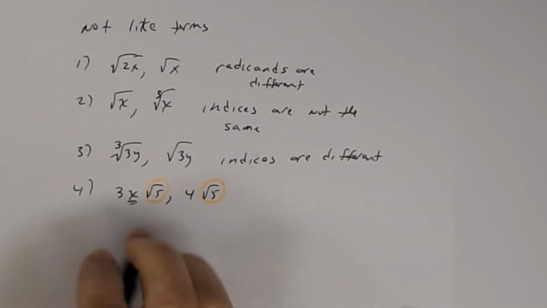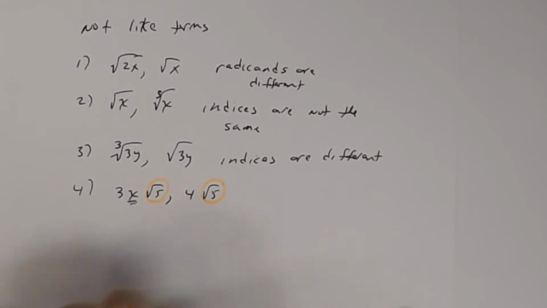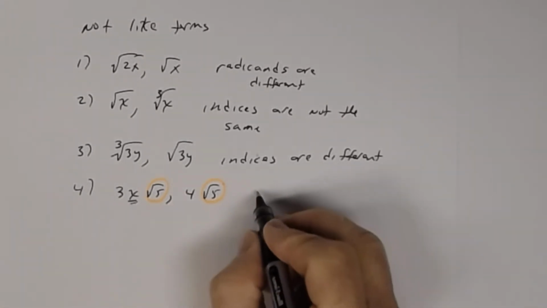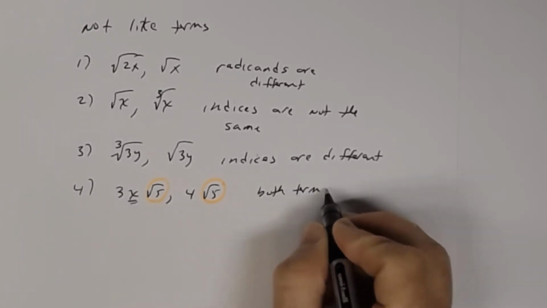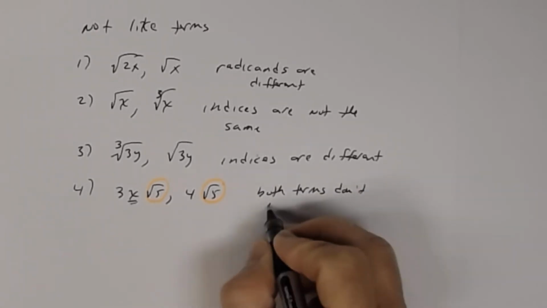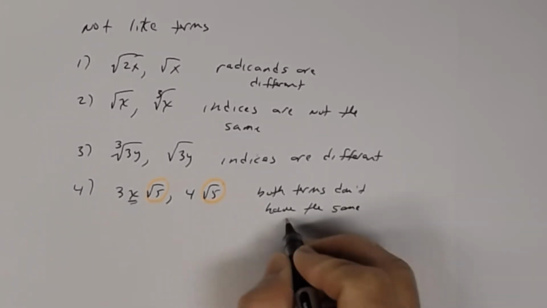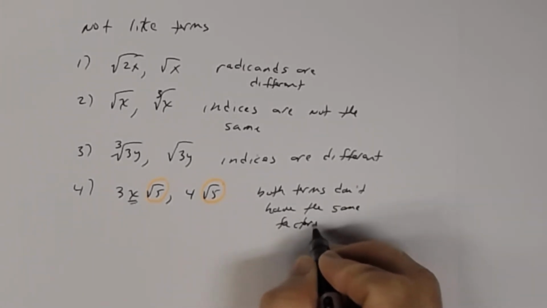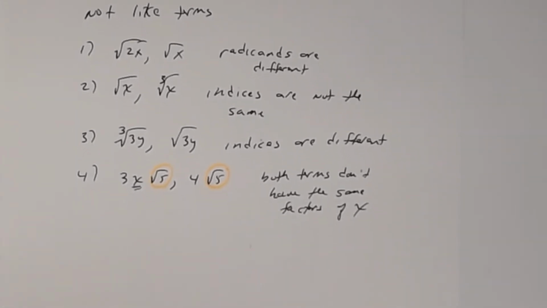It has an x. So if those are to be like terms, then this better have an x as well, and it doesn't. And so those are not like terms because there's an extra x here and there's not one here. So we're going to say both terms don't have the same factors of x.